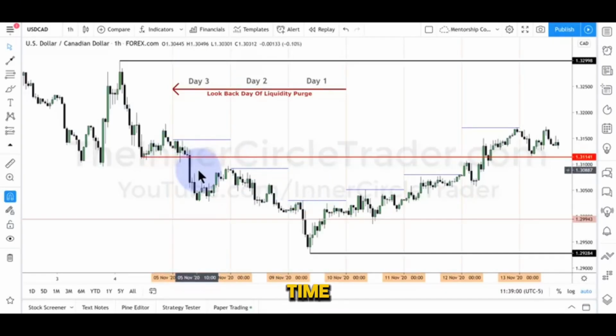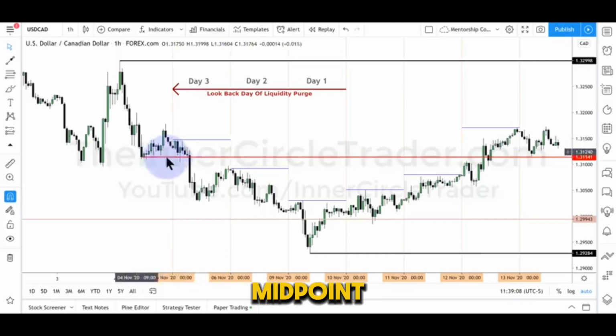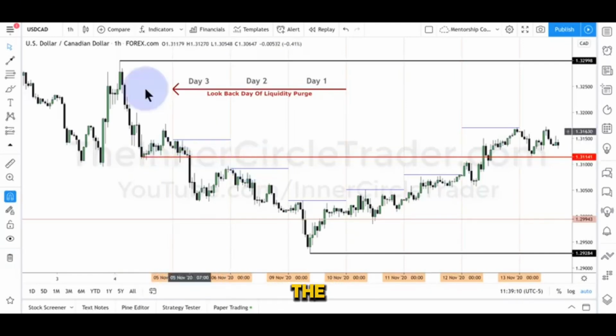So what we're doing is we want to look at 3 days back, in terms of time, the liquidity above the daily highs as far back as day 3, and the filter is the midpoint or equilibrium of the range that it's traded in prior to the liquidity being purged.